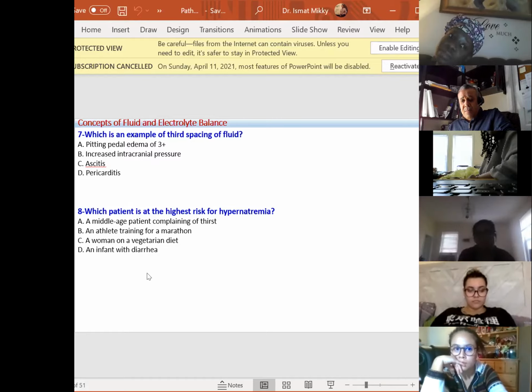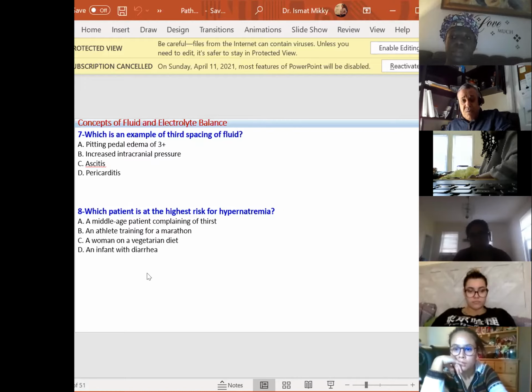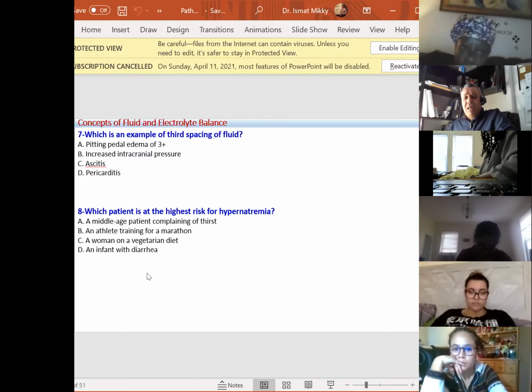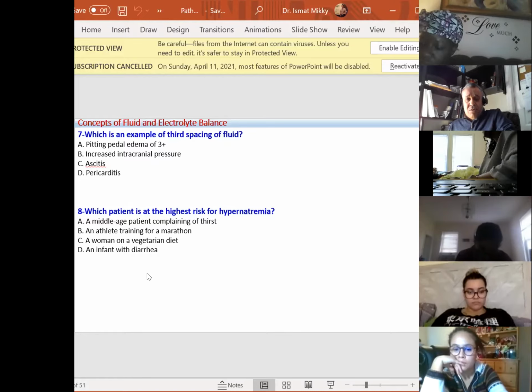Hypernatremia is not a problem in the alert person, because an alert, oriented person, when they have that thirst sensation, is able to get a drink or fluid. So they have access to water and can sense the thirst, and then they will drink, and that will resolve or prevent the problem. An athlete who can drink is not at risk.